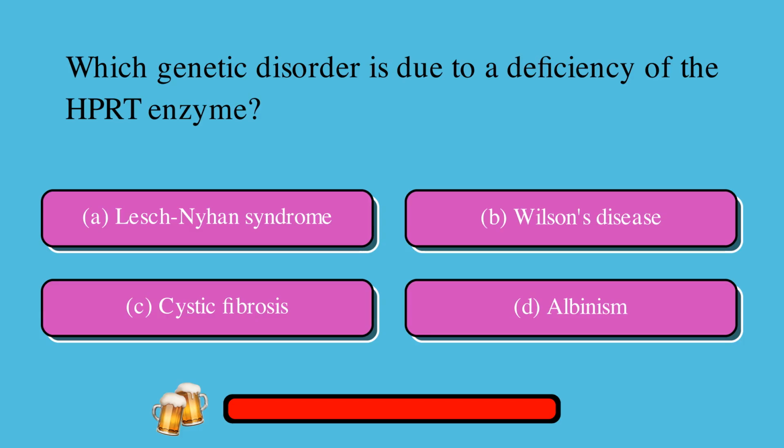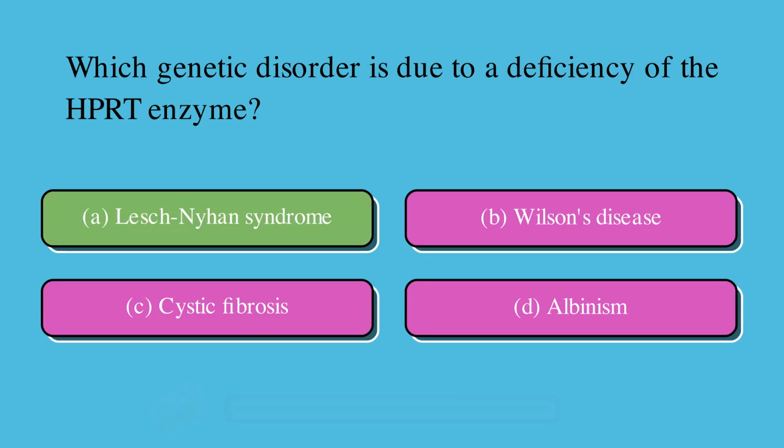Which genetic disorder is due to a deficiency of the HPRT enzyme? A. Lesch-Nyhan syndrome, or B. Wilson's disease, or C. Cystic fibrosis, or D. Albinism? The correct answer is A. Lesch-Nyhan syndrome.